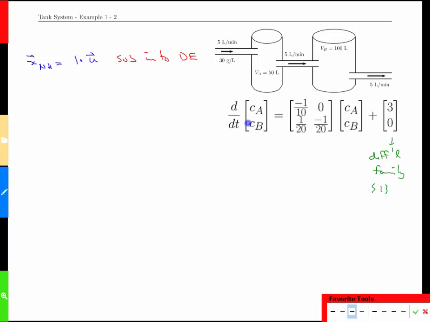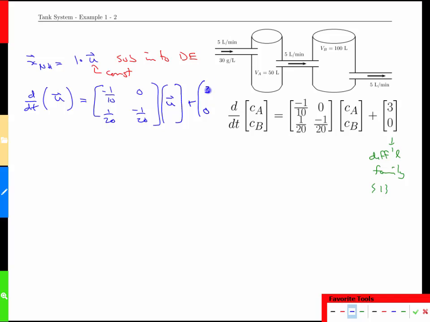which is going to get pretty boring pretty quick because the differential equation has a derivative on the left-hand side. So we're going to get d/dt of a vector u, and this u is constant, so that's going to be zeros. But that's going to equal, more importantly here, our matrix -1/10, 0, 1/20, -1/20, times our u vector here, plus 3 and 0.